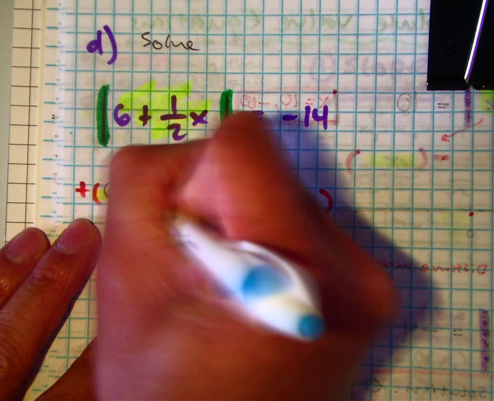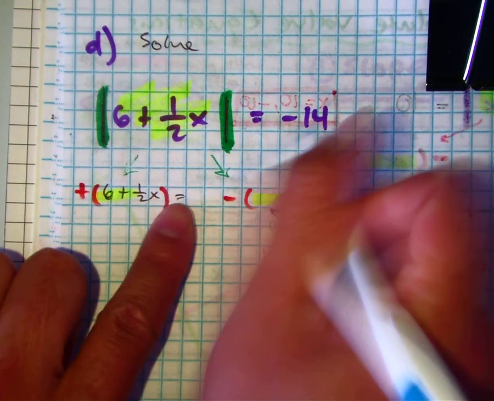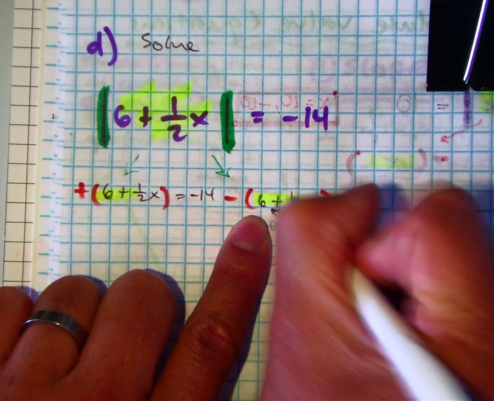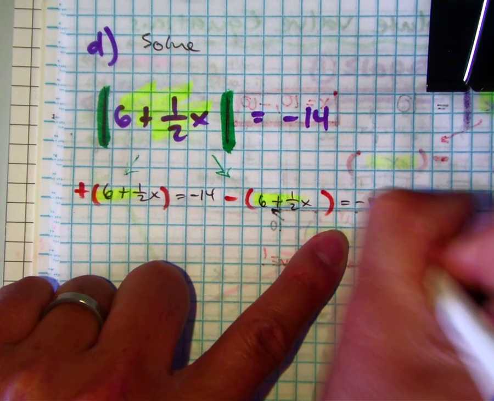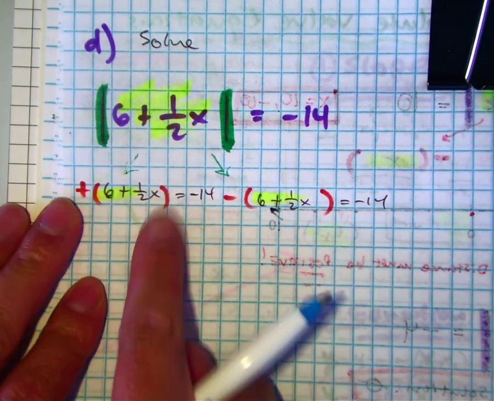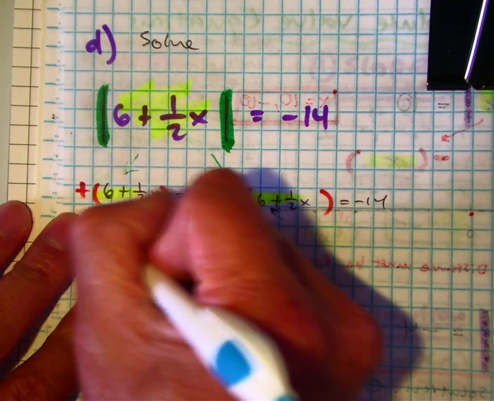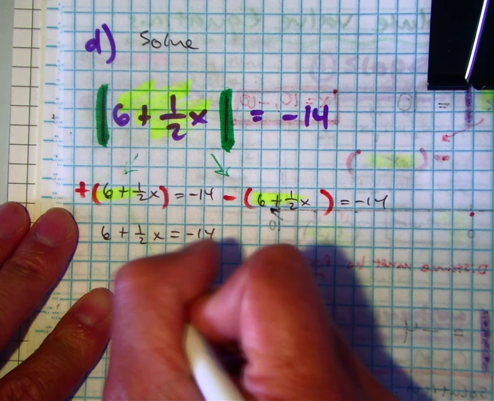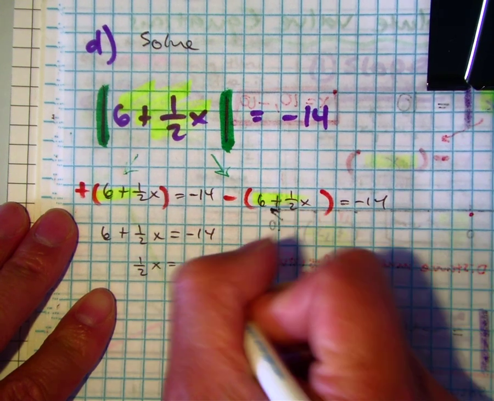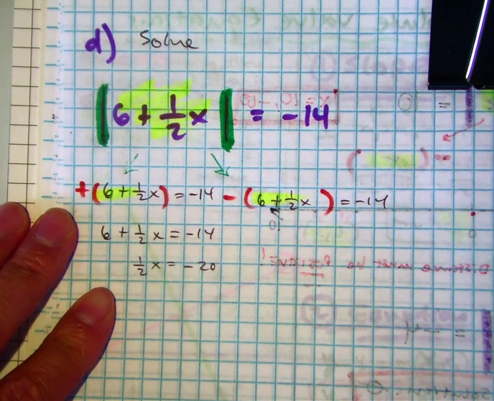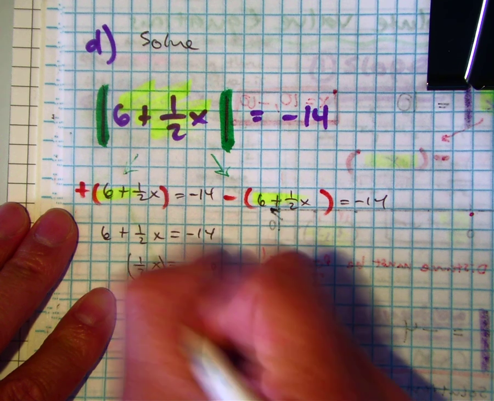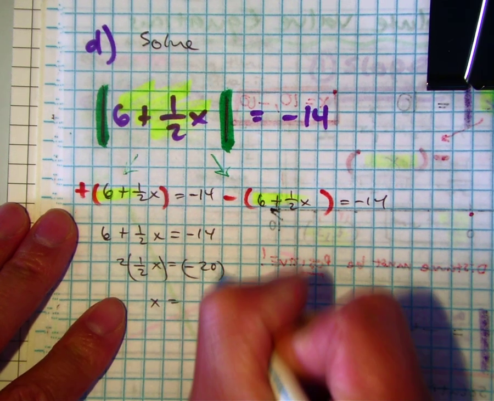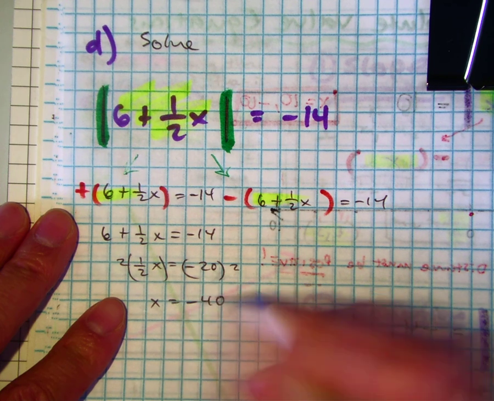6 plus 1/2 x equals negative 14. I don't need the parentheses here, so I'm going to drop it. I'm going to subtract 6 on both sides and multiply by 2. x is equal to, raise your hand if you got negative 40.